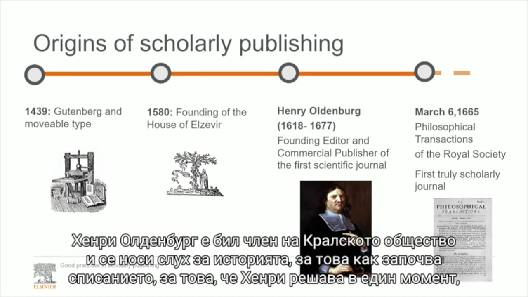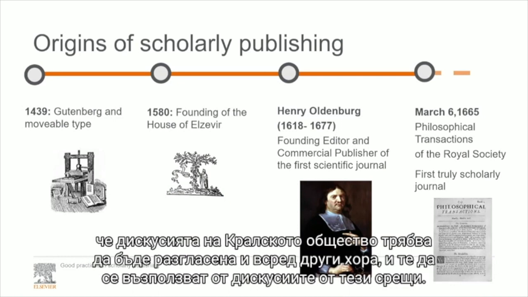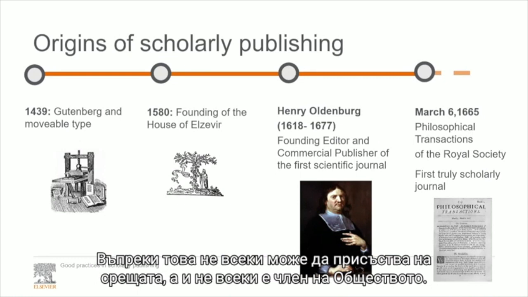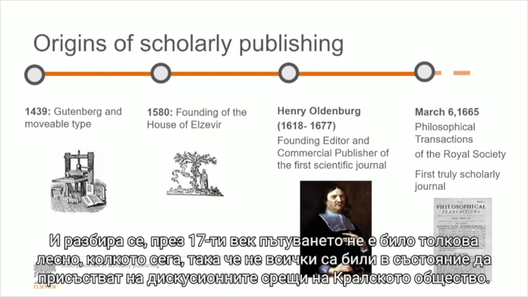Henry Oldenburg was a member of the Royal Society, and rumor has it, or let's say the story of the journal has it, that Henry decided at one point that the discussions of the Royal Society should be made available to other people as well, because they would simply benefit from those discussions, from those meetings. Nevertheless, not everyone could attend the meeting, not everyone was a member of the society. And of course, in the 17th century, traveling was not as easy as now, so not everyone was able to attend meetings or discussions within the Royal Society.